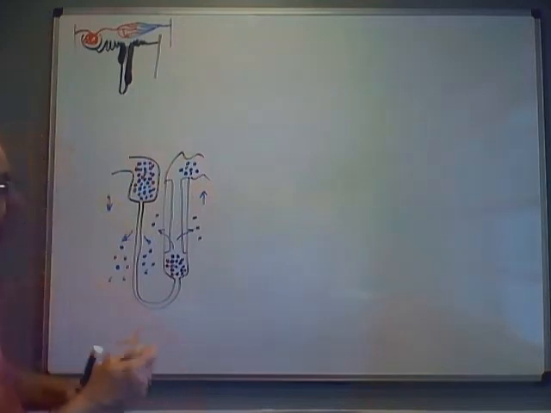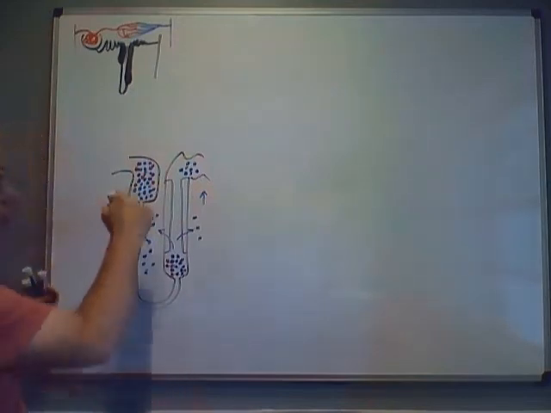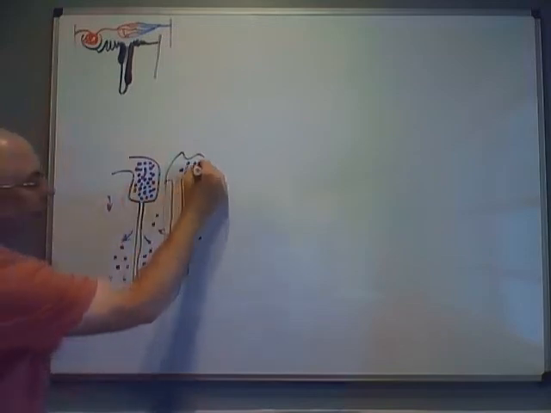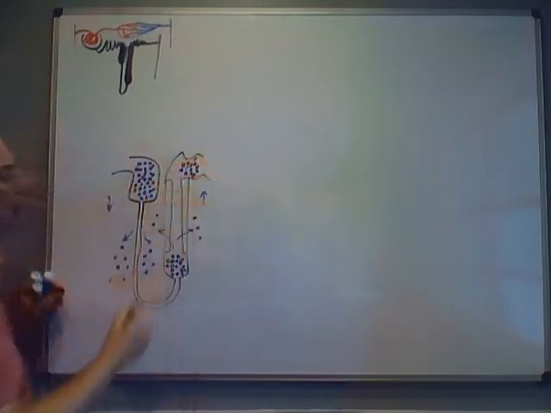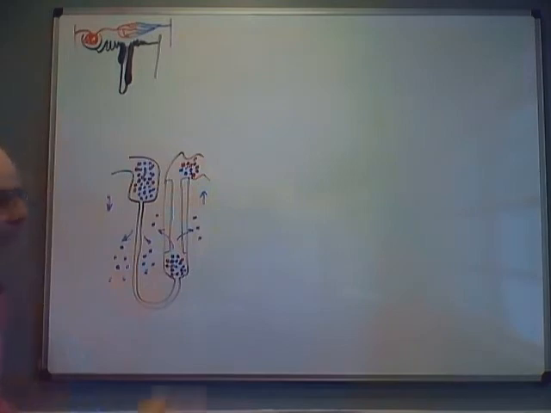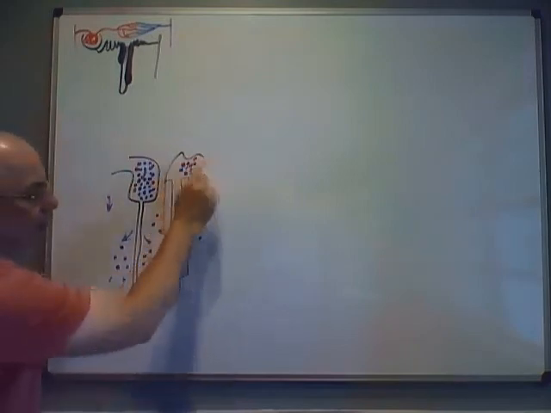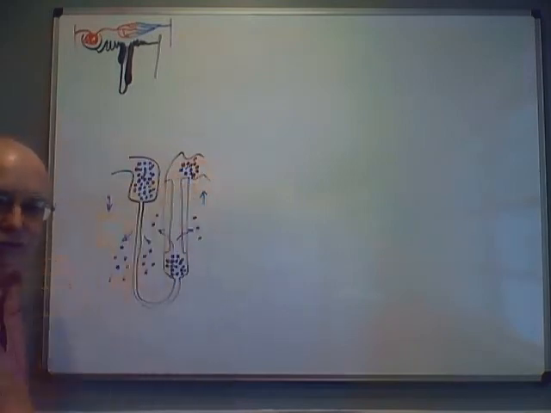of salt. But what's also happened is I have very dilute toxins here, and now I have a very concentrated urine. I'm getting rid of a lot of toxin, but only losing a little bit of salt and water. That's the whole point of the loop of Henle.